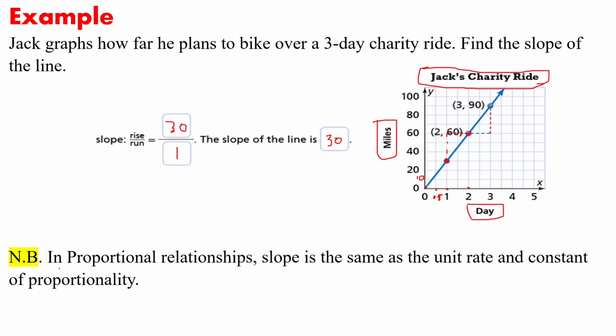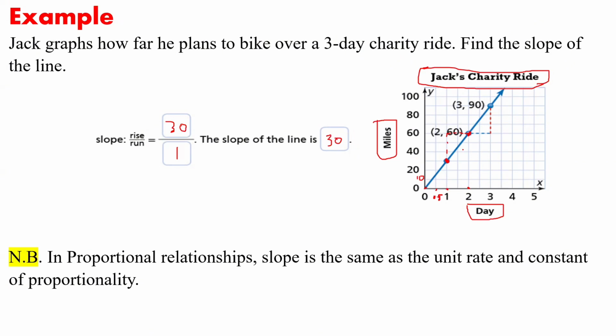Here we have a key point. Note briefly at the bottom of our screen, it says, in proportional relationships, slope is the same as the unit rate and constant of proportionality. What do we mean by that? Looking at this graph, it is a proportional graph. There's a proportional relationship between the number of days and the distance biked.